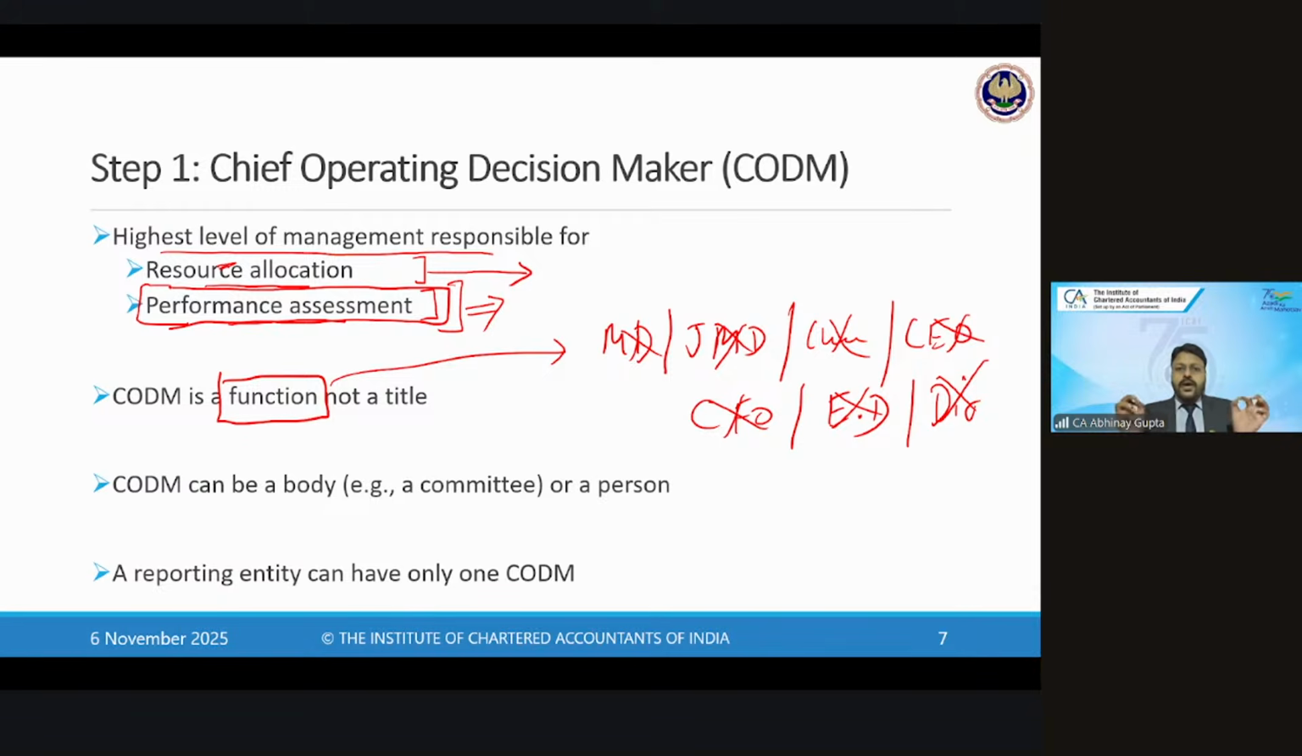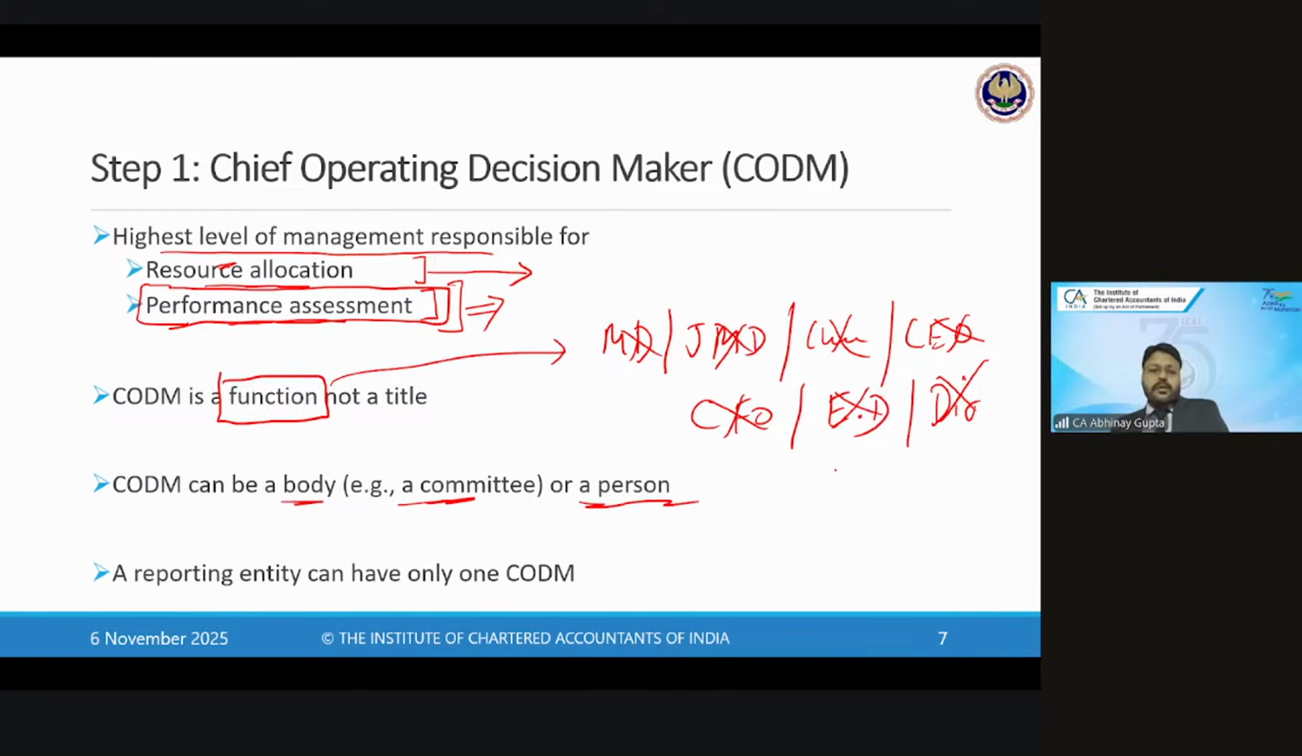Who is actually functioning this way? Who is reviewing these performance reports? Who is finalizing or approving the decision to allocate the resources, or further resources, to this particular segment? That person would be the CODM, Chief Operating Decision Maker. It could be a body, a committee, a single person, or a group of persons.